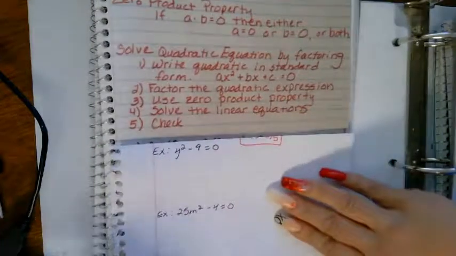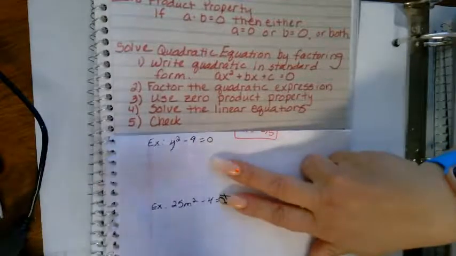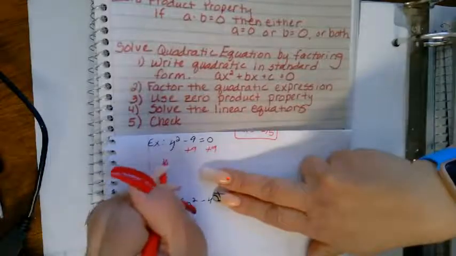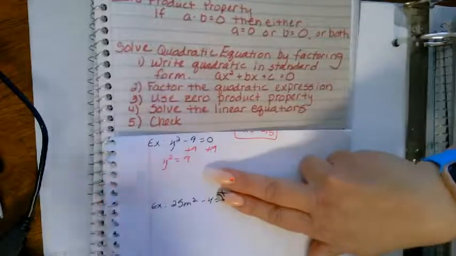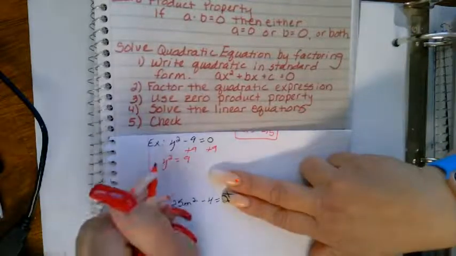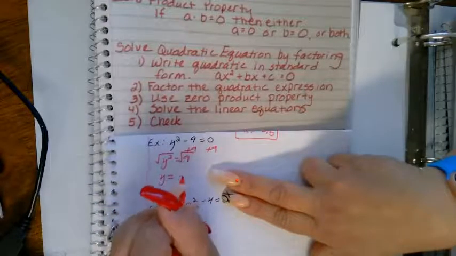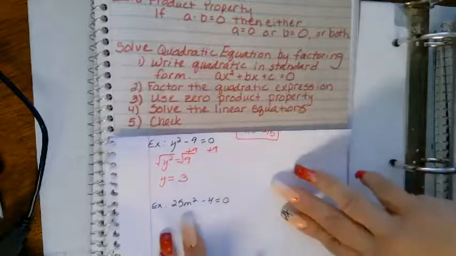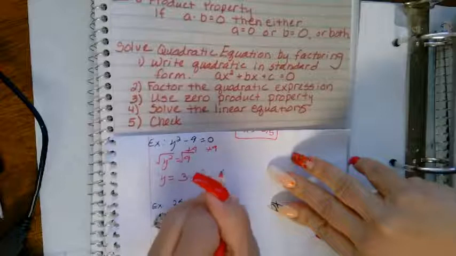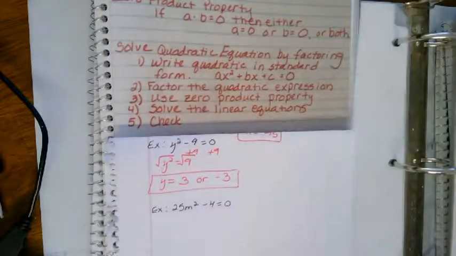Alright, let's look at y squared minus 9 equals 0. So all we're going to have to do in this one is add our 9 to both sides. We're left with y squared equals 9, but we can't leave our y squared. So to get rid of that, we're going to have to do square root. So then we're left with y equals 3, because the square root of 9 is 3. But remember, when you do a square root, your answer can be a positive or a negative. So you need to put both options in for your solutions.